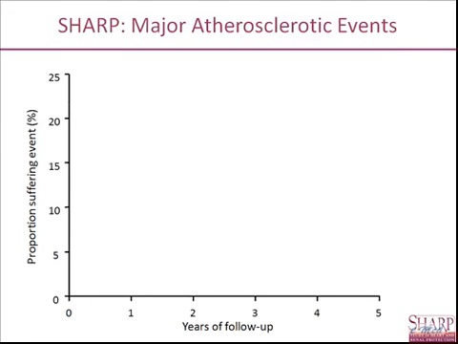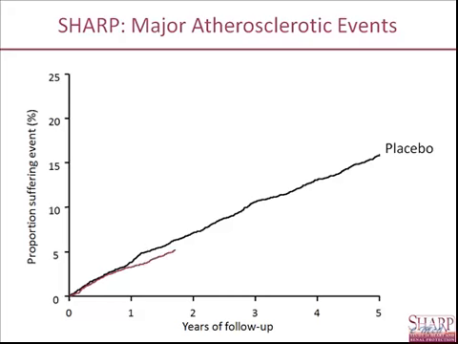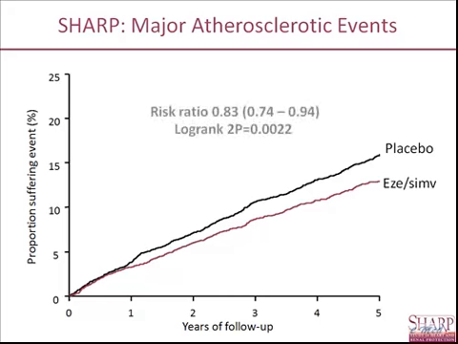And stroke, hemorrhagic stroke, may be a special problem in renal failure patients, especially because of the issue of anticoagulation, etc. But luckily, what happened in the SHARP study, if we look at the major atherosclerotic events, we can see that the study was positive. So we had a positive outcome, and everybody was really happy. And this was even statistically significant.